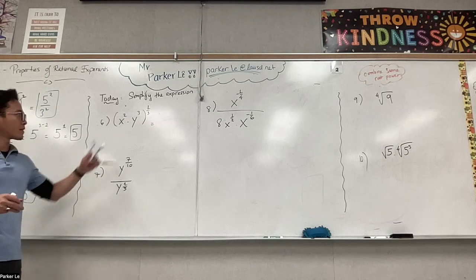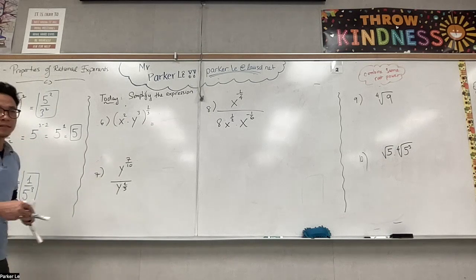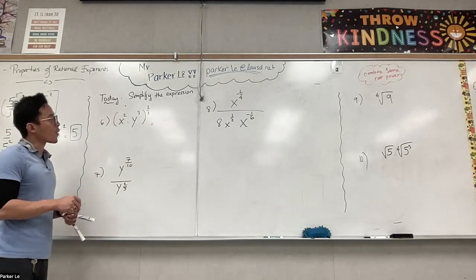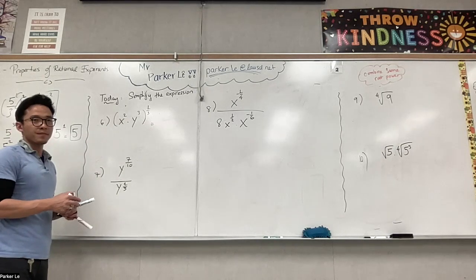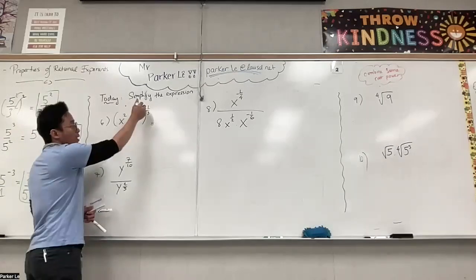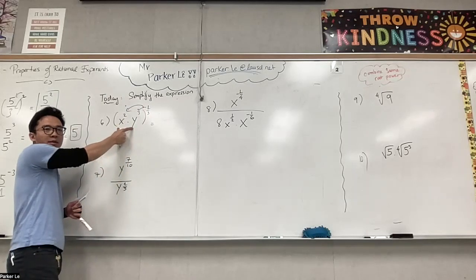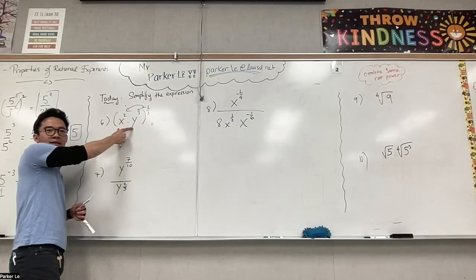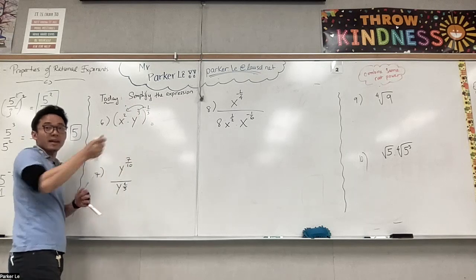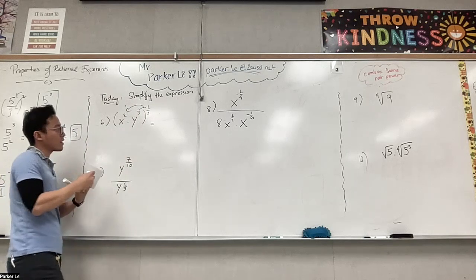Number 6, Jennifer. What do you do first? You're going to distribute the power. Very good. Why can't I add the exponents up inside? Yeah, because they're different letters. They're not the same base.